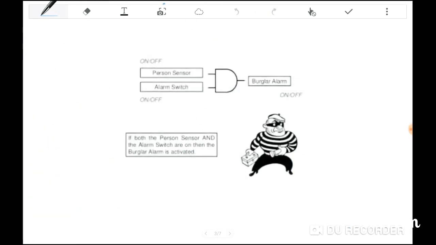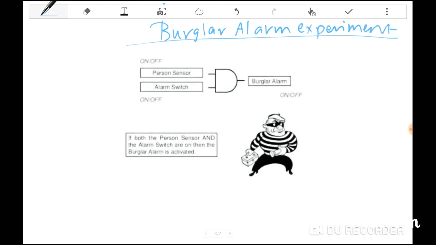Yes, perfect. This is a burglar alarm experiment. The first one was the bulb and switch experiment, and now this is the burglar alarm experiment. Sorry, my bad. So, what does this experiment tell you? This is a real life example, just like the previous example.